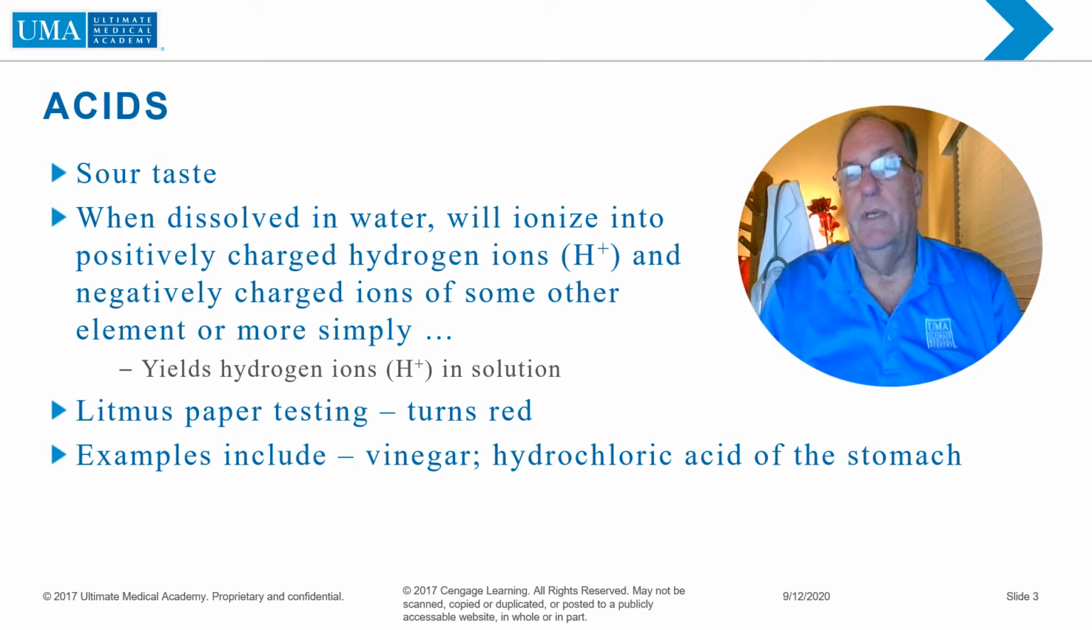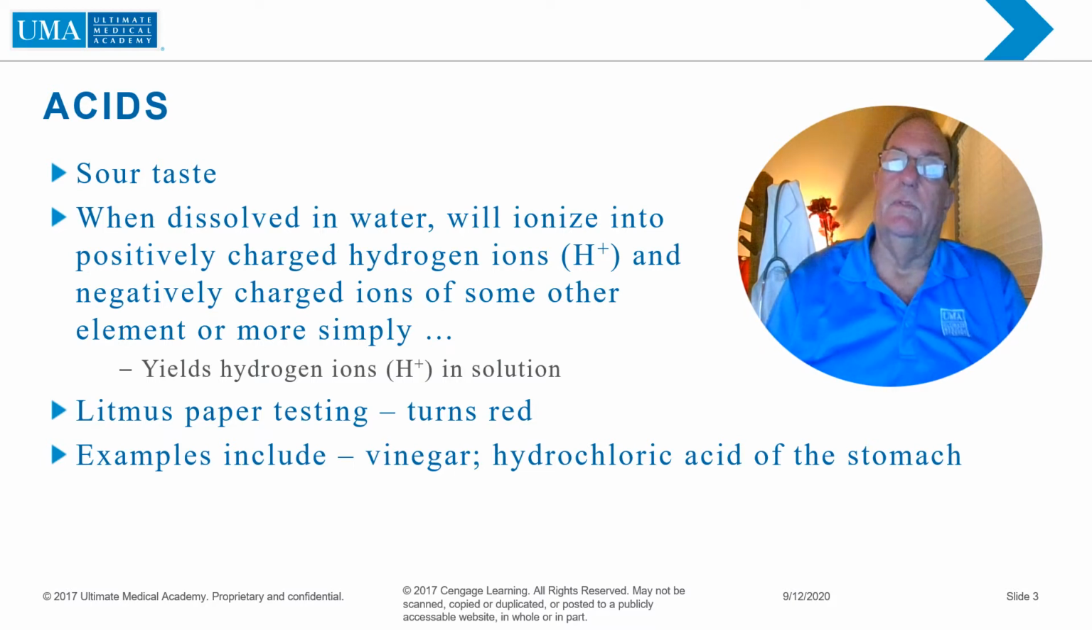We have vinegar, hydrochloric acid of the stomach. These are both acids. Also, you'll find that many of our fruits contain acidic substances, such as oranges and citrus fruits of various types. So these are all good sources for hydrogen ions for our balances and nutrients. So go on to the next slide.